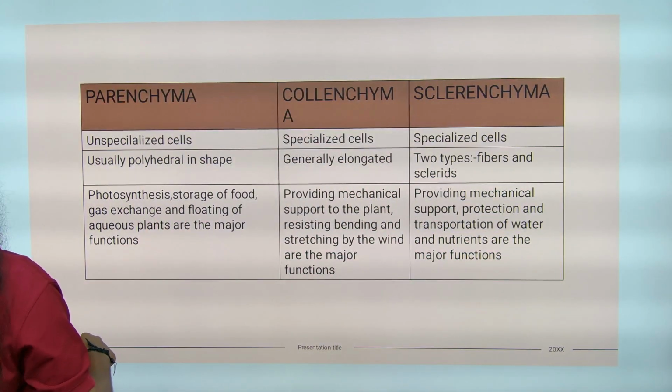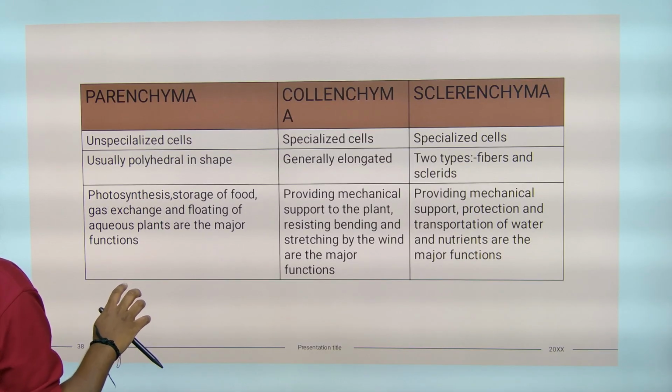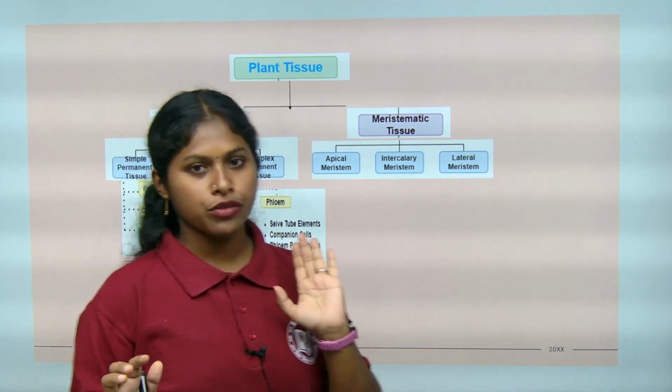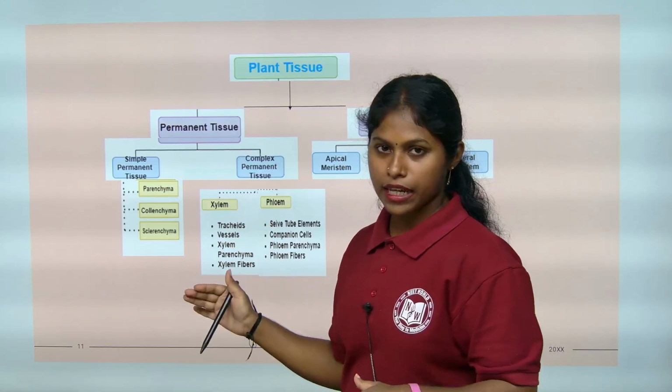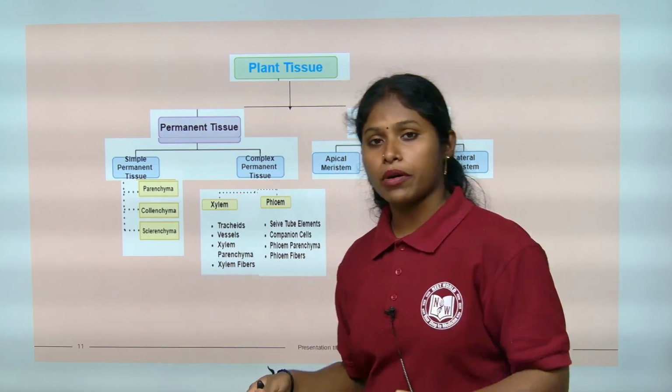Right? So this is about the permanent tissues of two types: simple permanent tissue and complex permanent tissue. Simple permanent tissues are of three types: parenchyma, collenchyma, sclerenchyma. So by the table format also you get to know about it, right children?